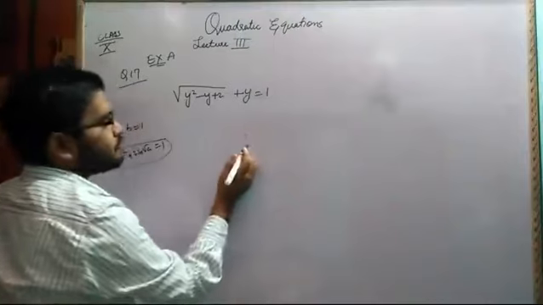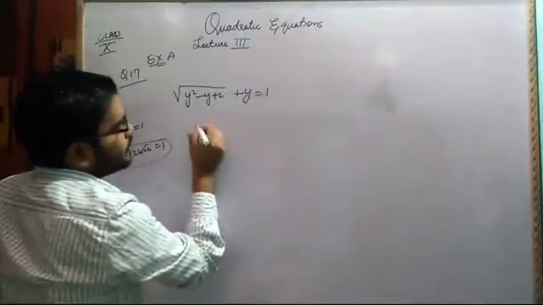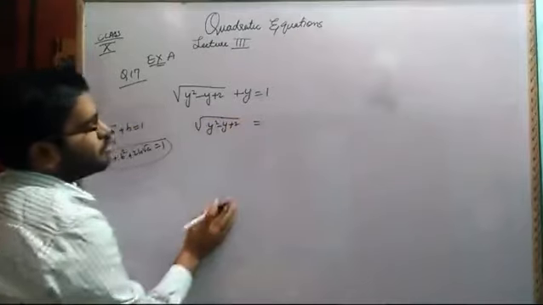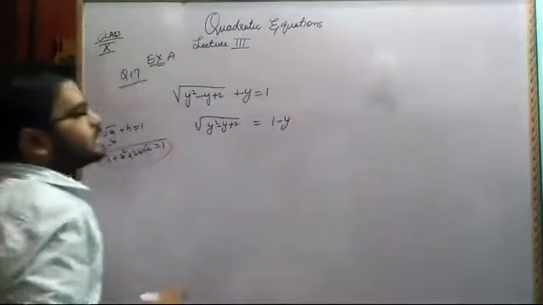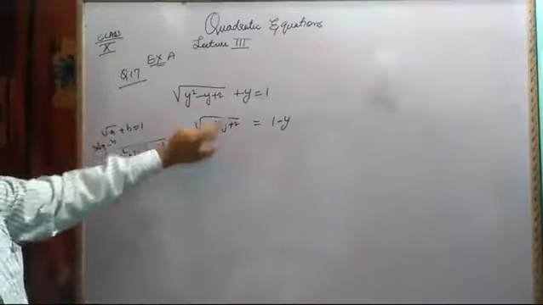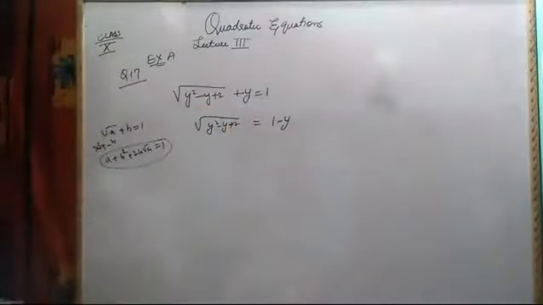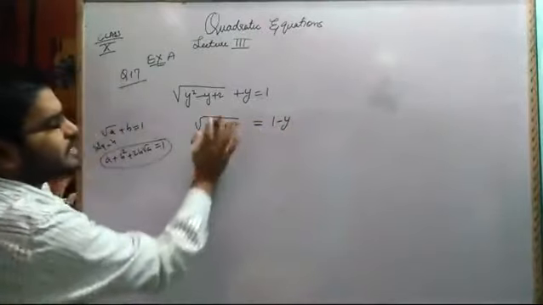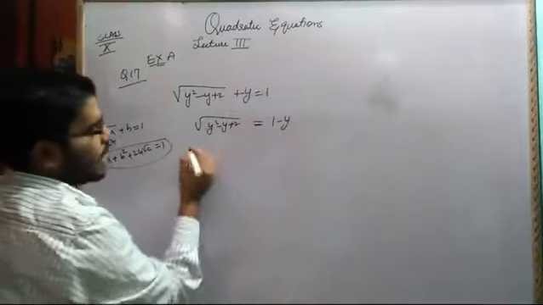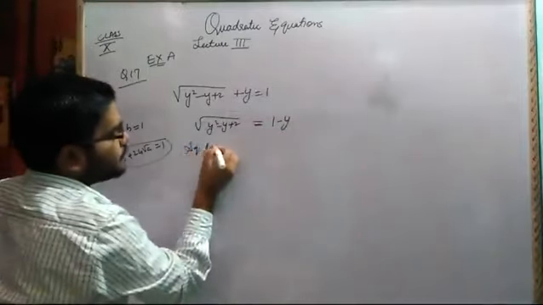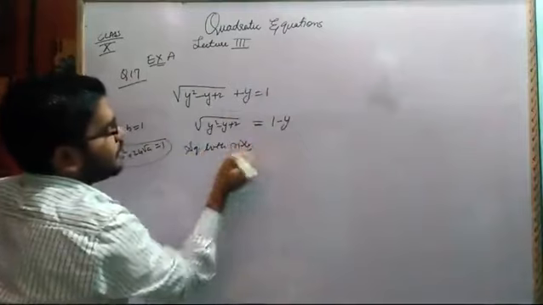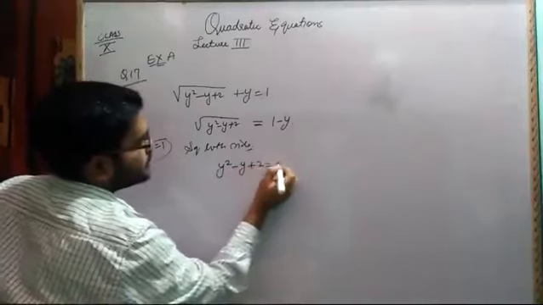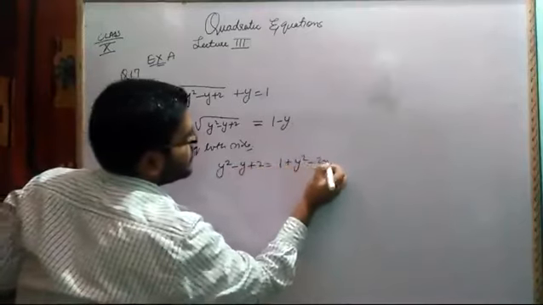Let's see here. I can write root under y square minus y plus 2 is equal to 1 minus y. Can I write? Or if I am able to break this, I will try to break it. Can I break this? This is your task to practice at home. Otherwise, in this method we can solve with 1 minus y. Now I will do squaring on both sides. Then I will have y square minus y plus 2 is equal to 1 plus y square minus 2y.